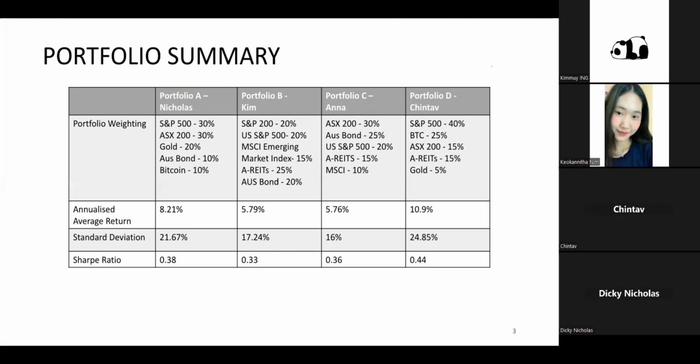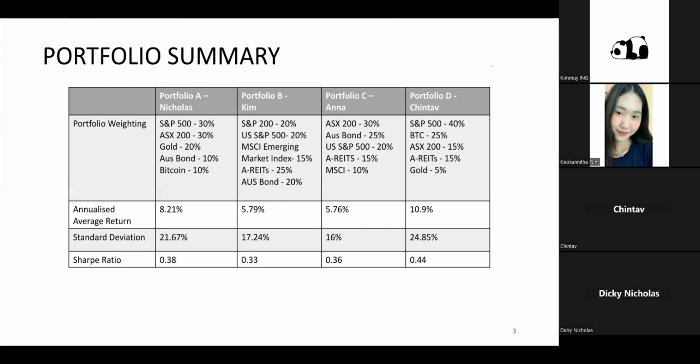And the next one is the 10% on the Australian bond. I want to invest in Australian bonds because the government bond is the safest investment and it has low risk. The last one is 10% on Bitcoin. Bitcoin is quite risky these days because it is very volatile and the price always changes. But Bitcoin can offer good return in the long term.